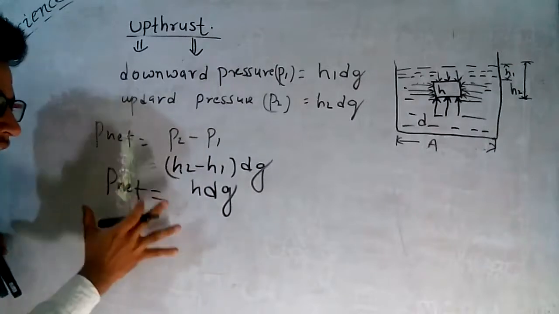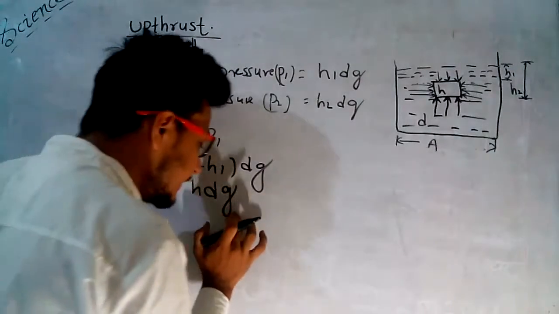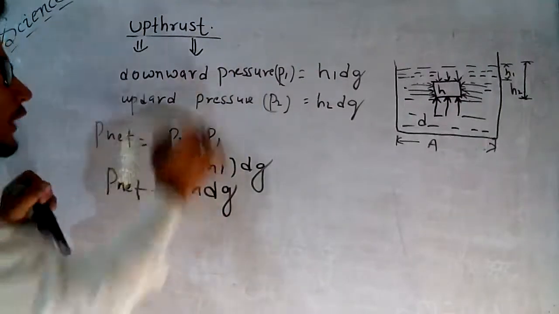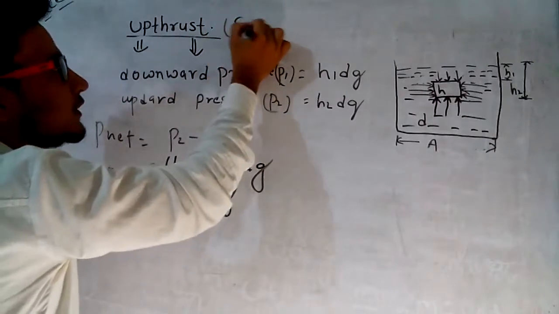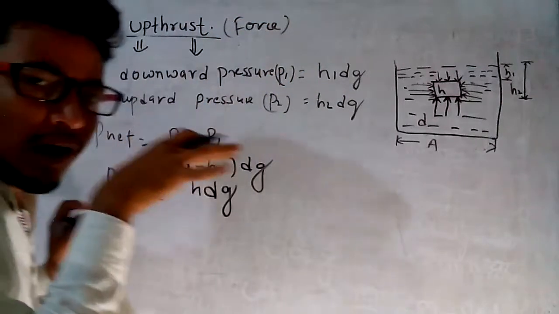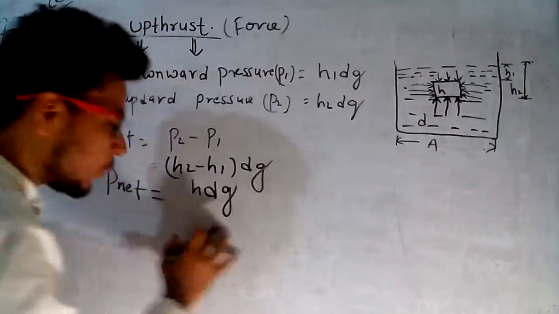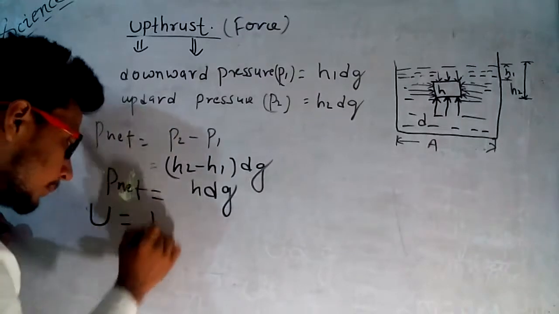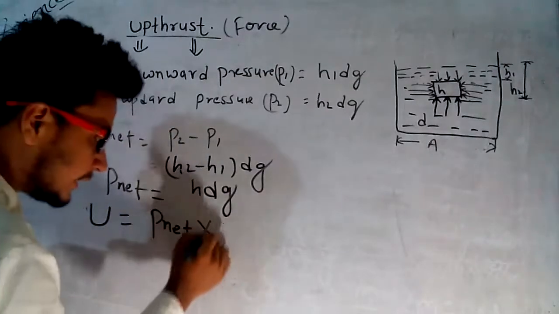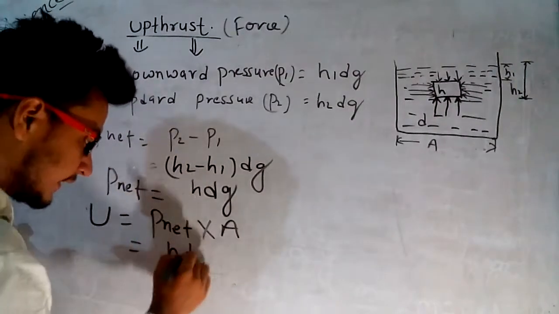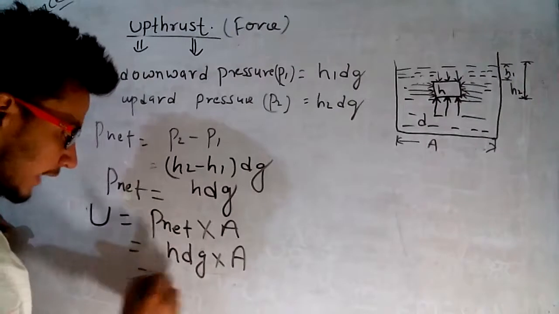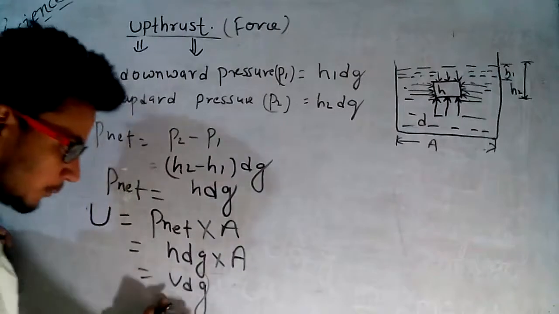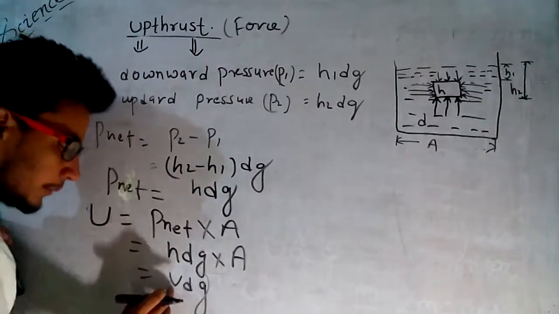So the net pressure acting on that body equals H dg, and you know that we have to find the formula of upthrust, not pressure. Upthrust is also a force. So what is the formula of force in terms of pressure? Force, or upthrust U, equals P net into area. So H dg into A, and H into A means V dg. So this is the formula of upthrust, that is U equals V dg.